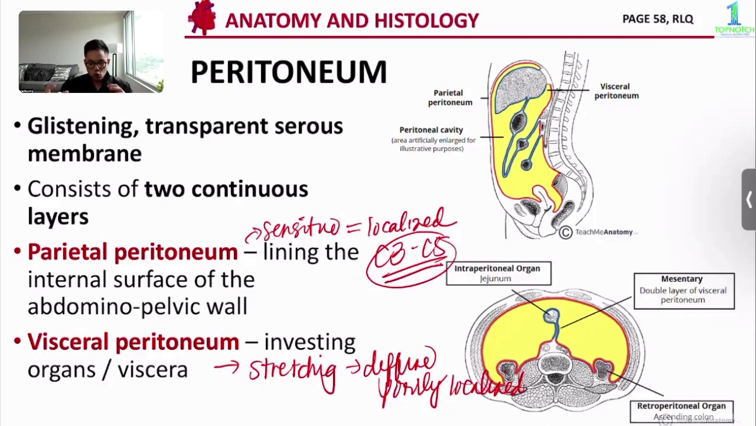So it has something to do with the peritoneum as well as the pain receptors, whether it's more sensitive to touch, to heat, to cold, to pain, versus a more poorly localized type of pain.